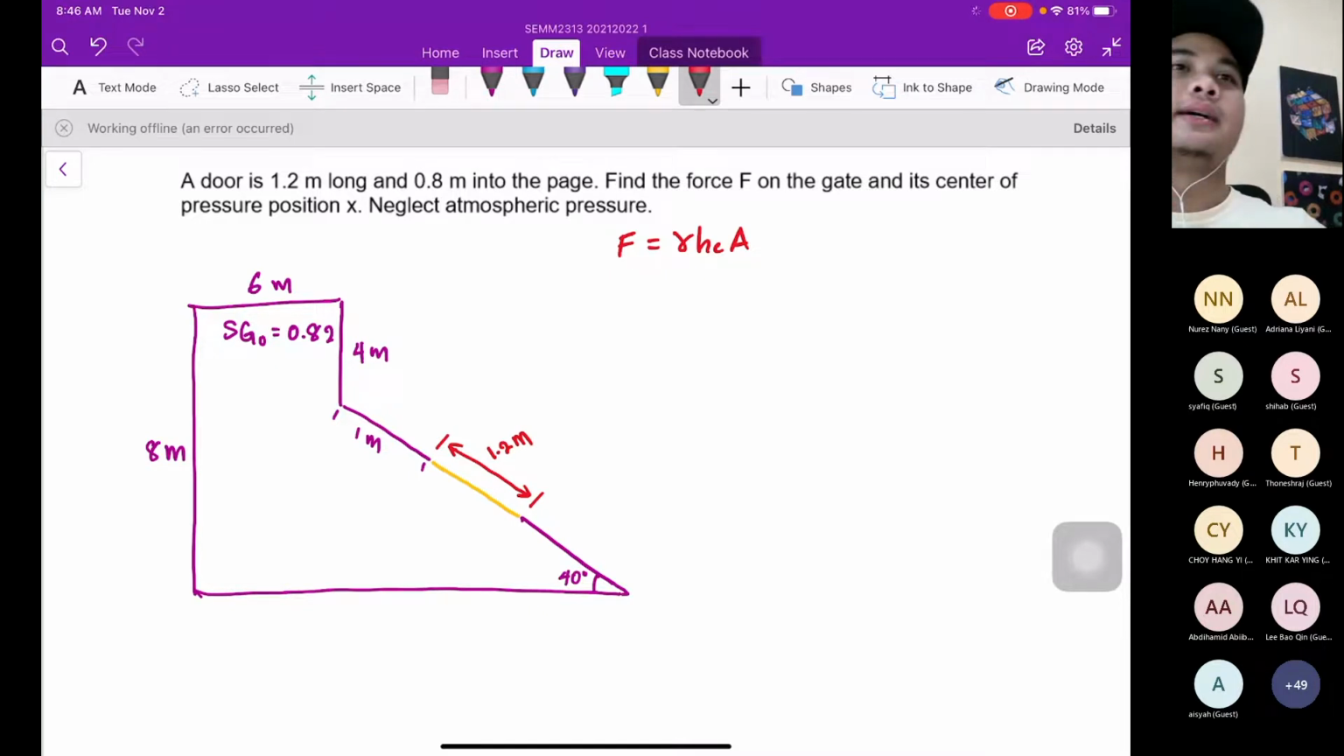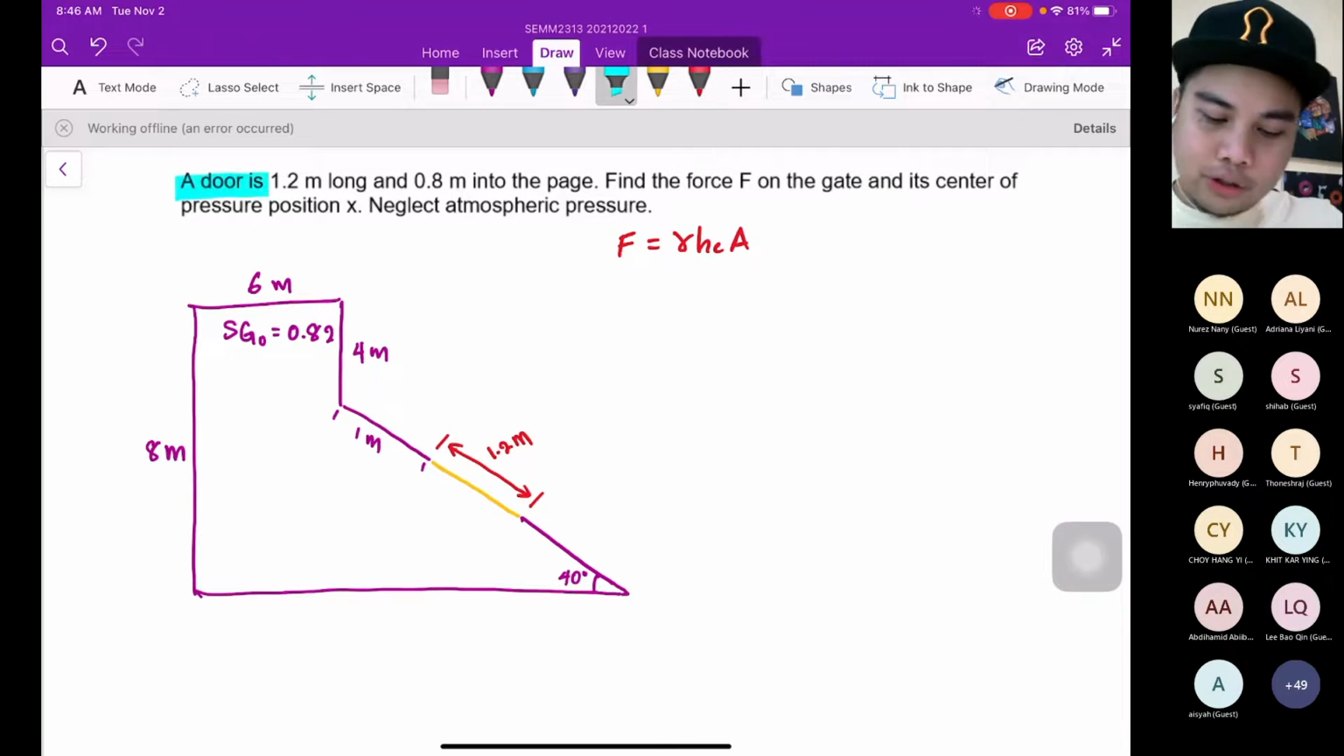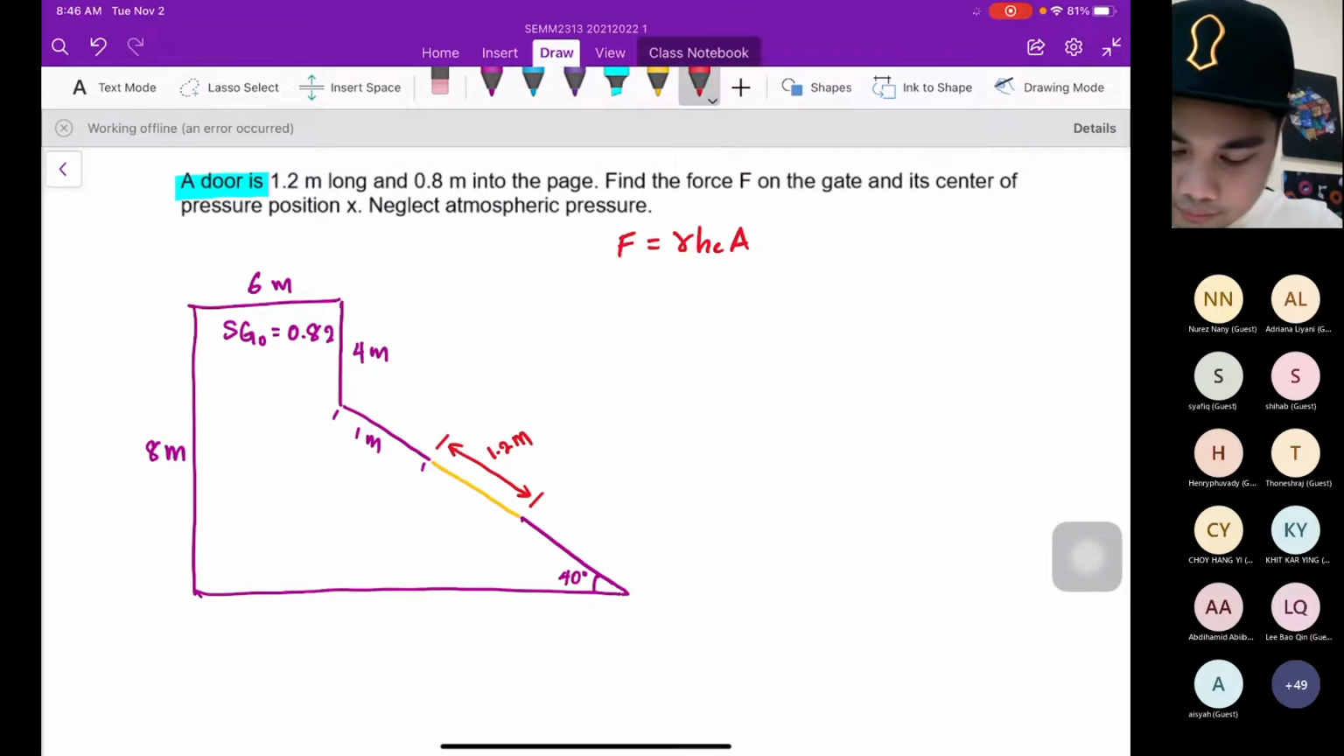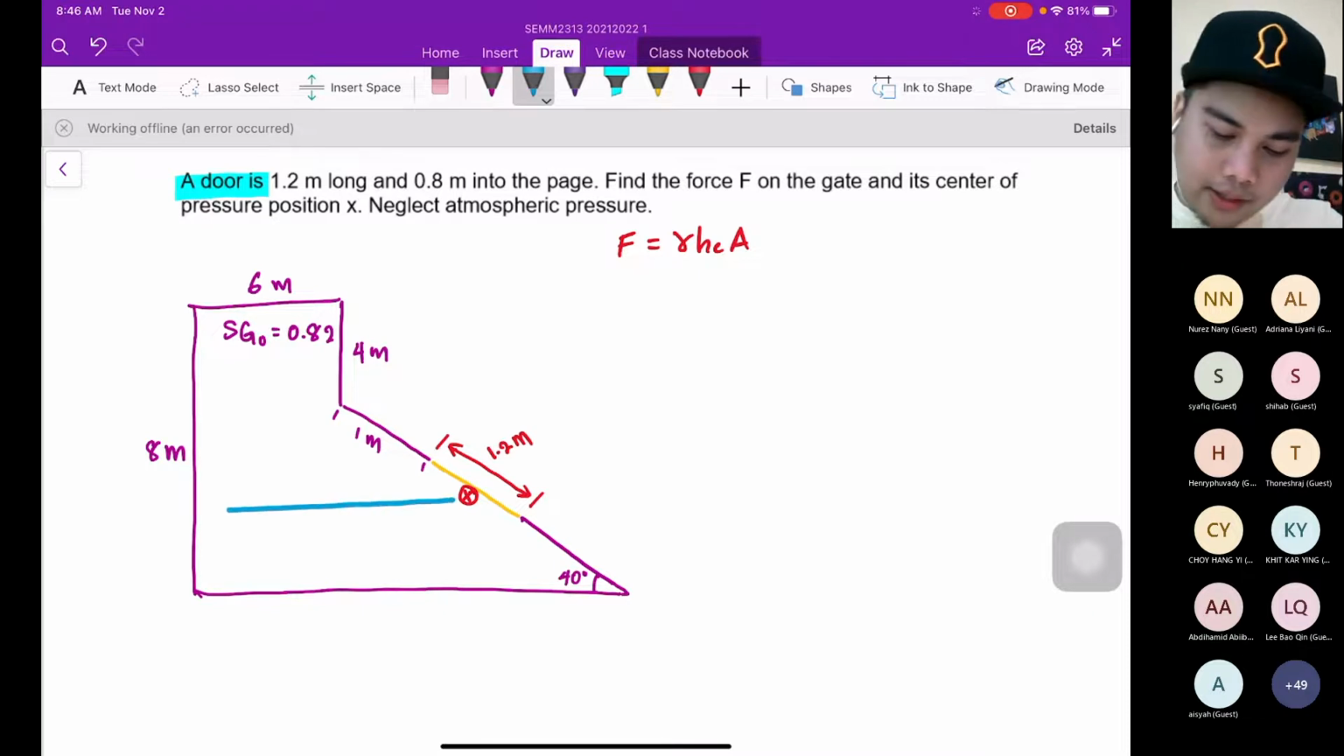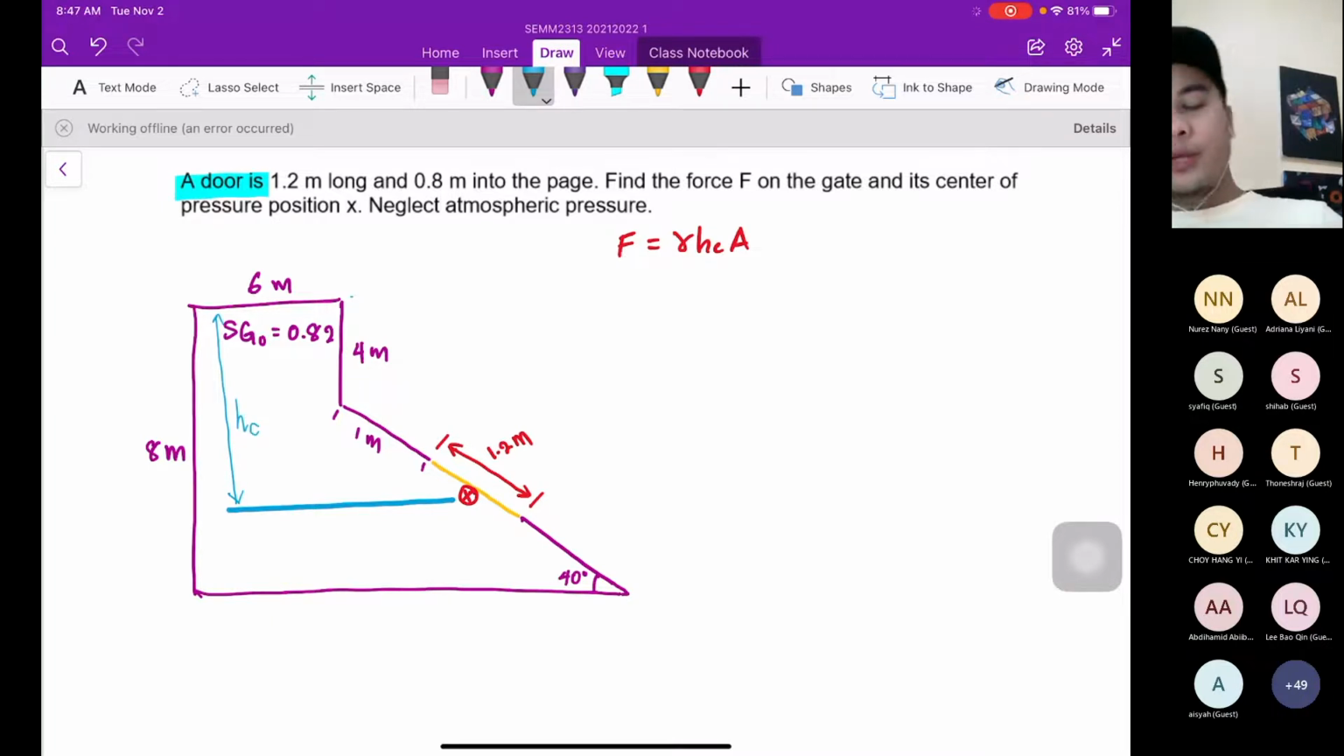So, where is the HC? The first step you need to ask, where is the centroid? The centroid of what? The centroid of the plane. Where is our plane? Consider the door. This is our plane. So, where is the centroid? The centroid is definitely here. From the centroid to the surface, this is HC. We need to calculate HC.